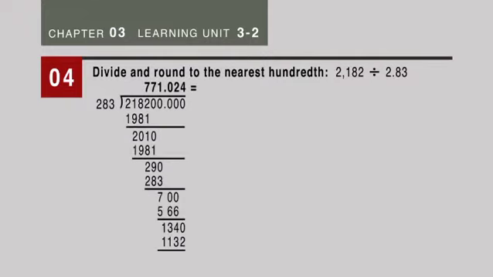Then you bring down the 0. And that will also go again 7 times and with a remainder of 29 and bring the 0 down. Then 283 will go into 290 once with a remainder of 7. And we can continue on. But notice the rounding. If we round to the nearest hundredth, identify your digit, which is the 2 to the right of the decimal. Look to the right. The 4 is less than 5, giving us 771.02.